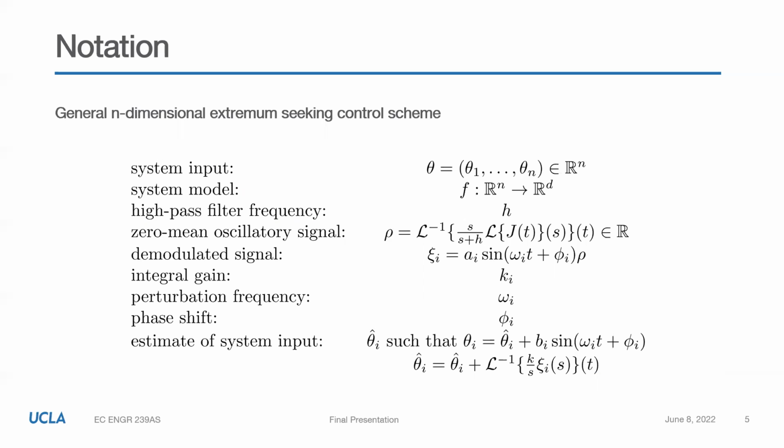Z sub i is referred to as the demodulated signal and measures gradients in J by way of its sign. K sub i is integral gain. Omega sub i is perturbation frequency. Phi sub i is phase shift, and theta hat sub i is the estimate of the input and is updated via integration of the demodulated signal with gain.